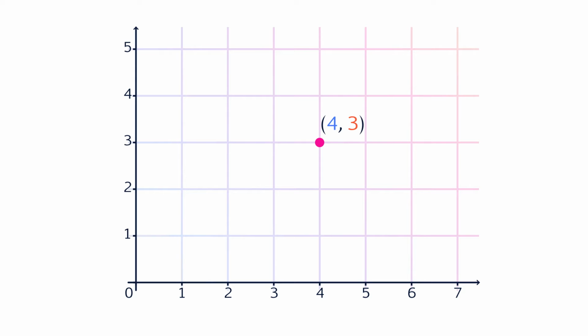The value of the first coordinate is read off the horizontal axis. If you move down from the point until you reach the horizontal axis, you find the number 4. So 4 is the first coordinate of your point. The value of the second coordinate is read off the vertical axis. If you move sideways from the point towards the vertical axis, you find the number 3. So 3 is the second coordinate of your point.